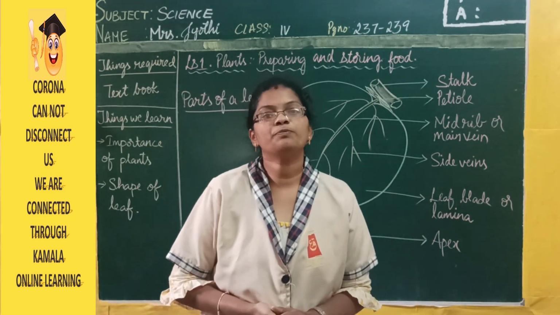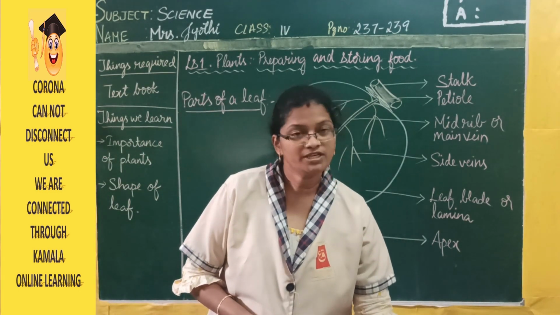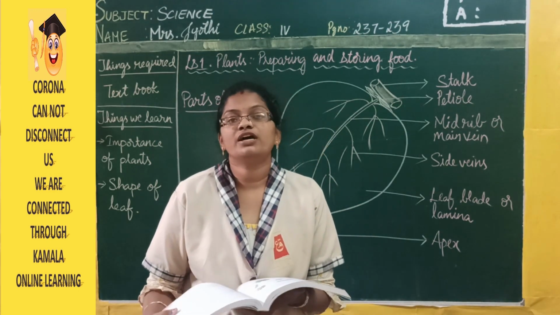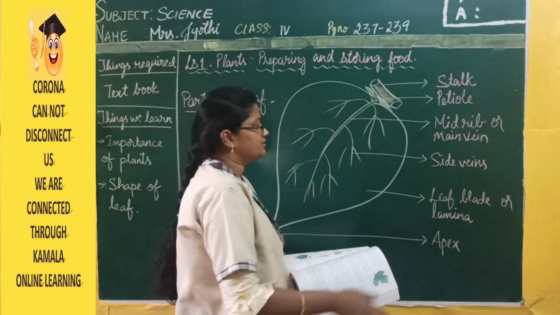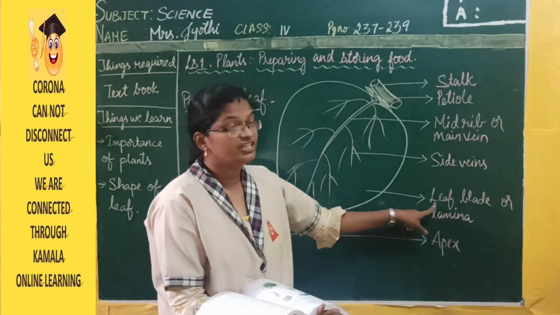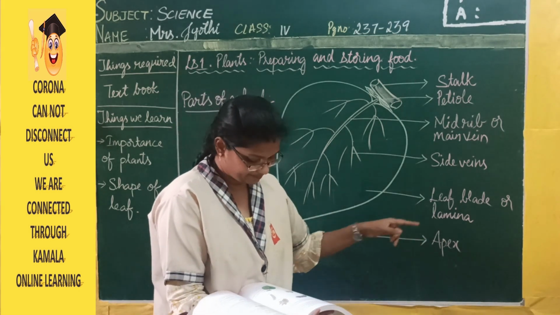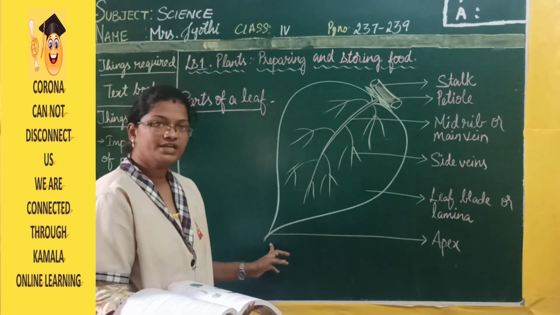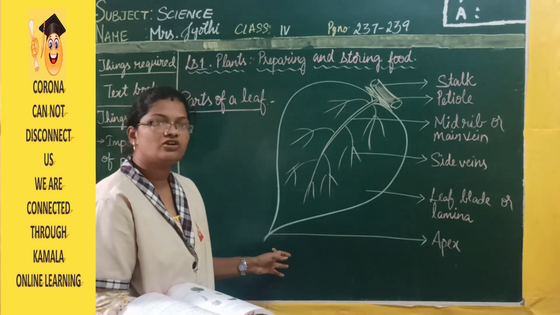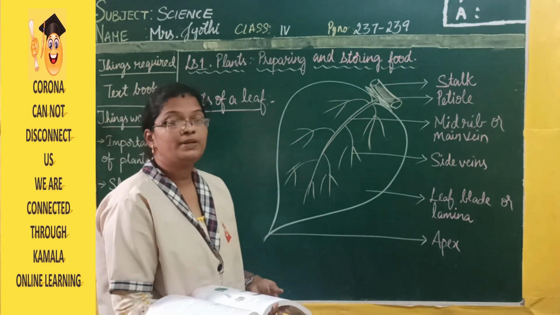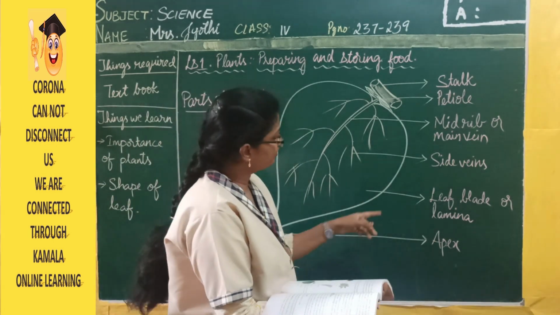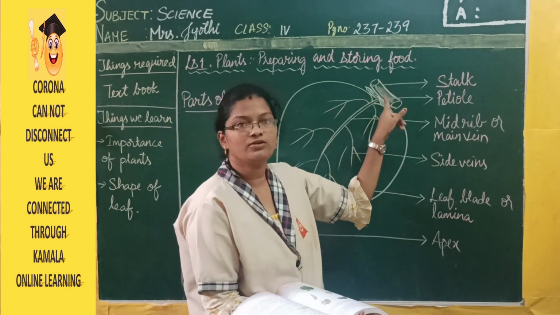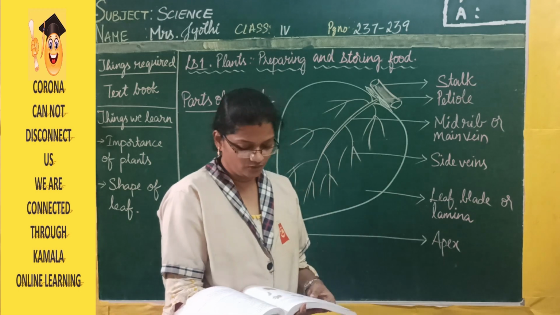So we are going to learn about parts of a leaf. So here they have given the parts of a leaf: leaf blade or lamina. Here it is. Leaf blade or lamina. Then apex. Here is the apex. Okay, the tip. This is the tip of the leaf. We call it the apex. Then petiole. Here is the petiole. We call this part the petiole. That means it is like a small stick, that we call petiole.